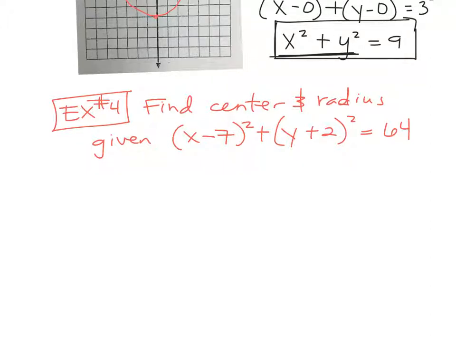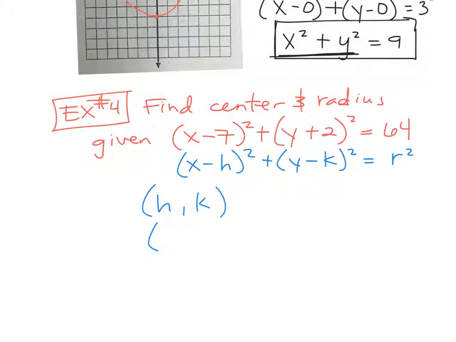This is one where people mix up their positives and negatives a lot. So just be really aware of what is actually a positive number and what is actually a negative number. The formula says it's x minus h squared plus y minus k squared equals the radius squared, right? So what is h right now? It's a positive 7, right?